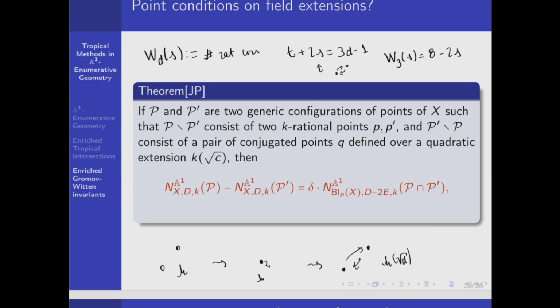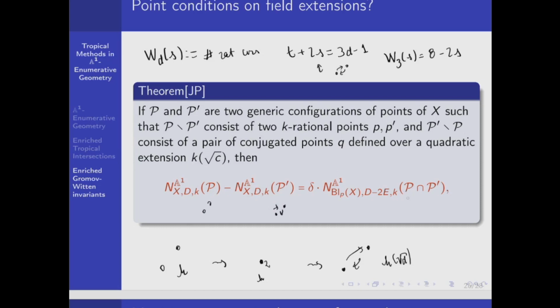And then, what is this relation? If I consider now the curves that pass through a configuration of points where we have 2 k-rational points, and a configuration of points where we have the same other points and now a pair of conjugated points, then the difference of these two is a multiple of the blow-up. So this is the one with k-rational points, and this is the one with the pair of conjugated points.